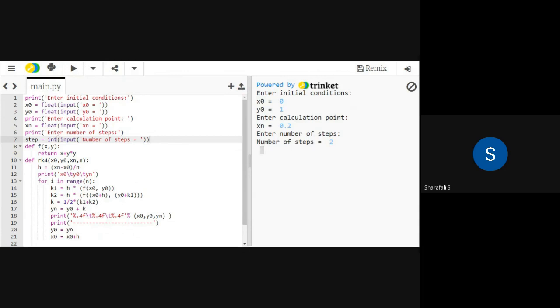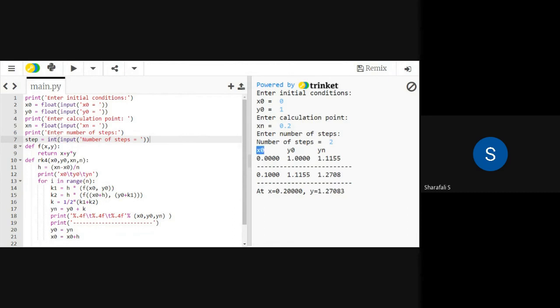I think this is getting slow. I'll do it again. It is not connecting. Okay, so x0 is 0, y0 is 1. The calculation point is 0.2, the number of steps is 2, and you can get this result.